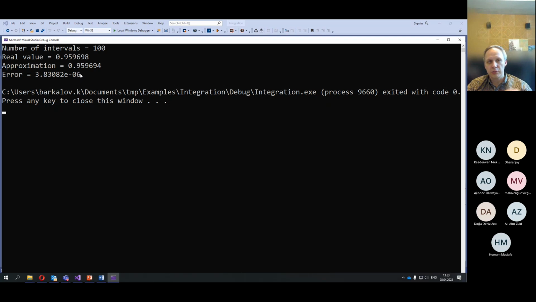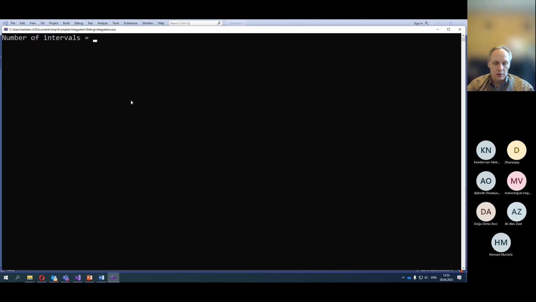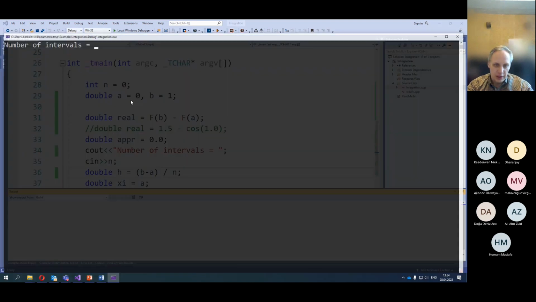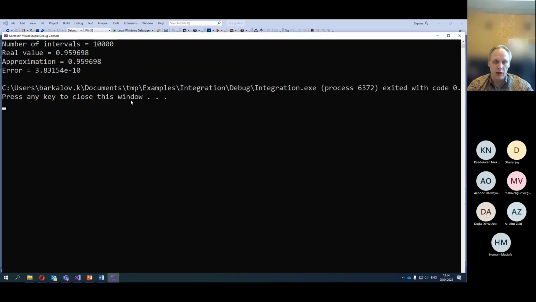What happens if I decrease the step 10 times more? So if I take the number of intervals 1000, let's do it. If I select the number of intervals as 1000, the error becomes 100 times smaller. It becomes 10 power minus 8. If I select 10,000, the error becomes 10 power minus 10. Quadratic rate of convergence.